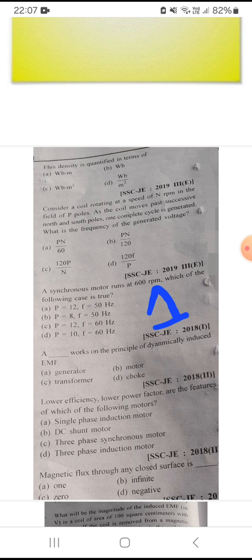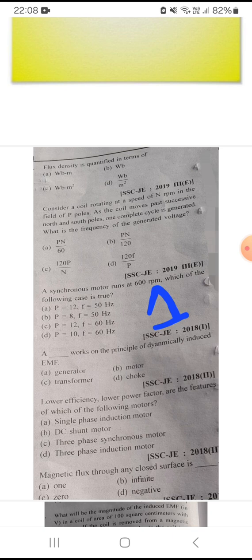A synchronous motor runs at 600 rpm. Which of the following cases is true? That is the option A, P equal to 12, F is equal to 50 Hz, and P is equal to 8, F equal to 50 Hz, P equal to 12, F equal to 60 Hz, and P equal to 10, F equal to 60 Hz. Here the answer is option C, P is equal to 12 and F equal to 60 Hz.